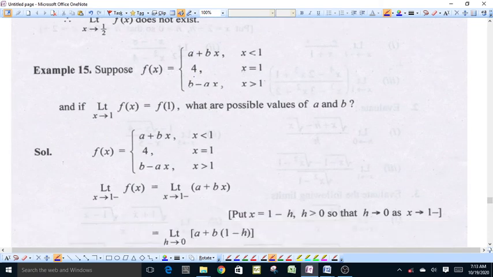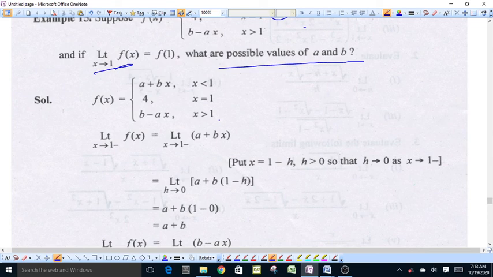Now see this example. Suppose we have f(x) is equal to a plus bx when x is less than 1, f(x) is equal to 4 when x is equal to 1, and value of f(x) is equal to b minus ax when x is greater than 1. And if limit of f(x) as x approaches to 1 is equal to value of function at x equal to 1, then what are the possible values of a and b? We have to find constants a and b.